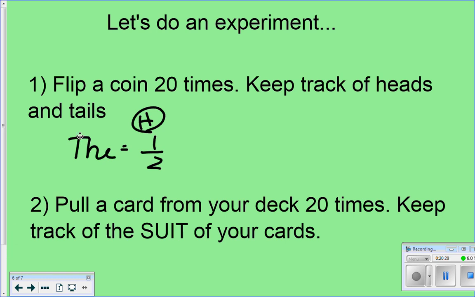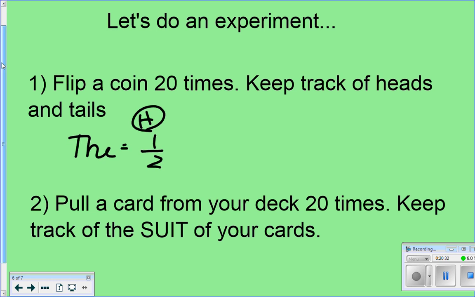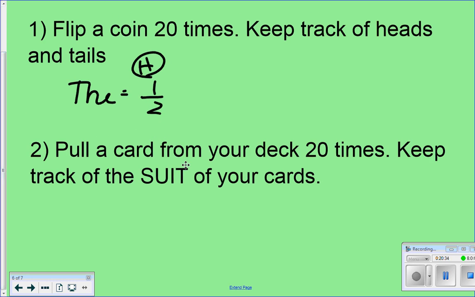Now before we do anything, let's just talk about hearts. What's the probability you're going to pull a heart out of here? 1 out of 4, so 25%, right? That's in theory. This is theory, and this is hearts.